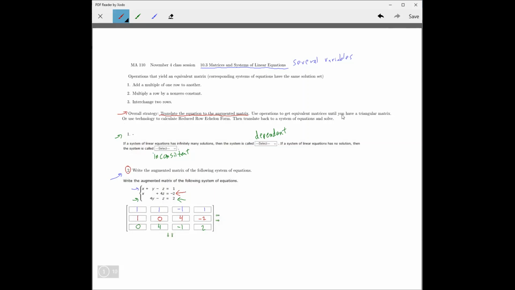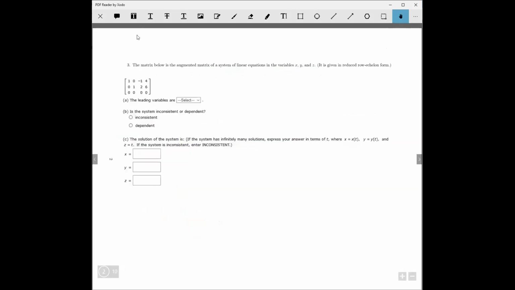Okay, and until you get a triangular matrix, and then you can use technology to calculate reduced echelon form. We'll get to that later. Then you translate it back into a system of equations and solve it. Okay, that's the overall strategy. So we just did the first part, which is translating it into the matrix. And so you do the operations, and this one right here, number 3, represents what you do after you do the operations. So after you do the operations, then you translate it back into a system of equations.